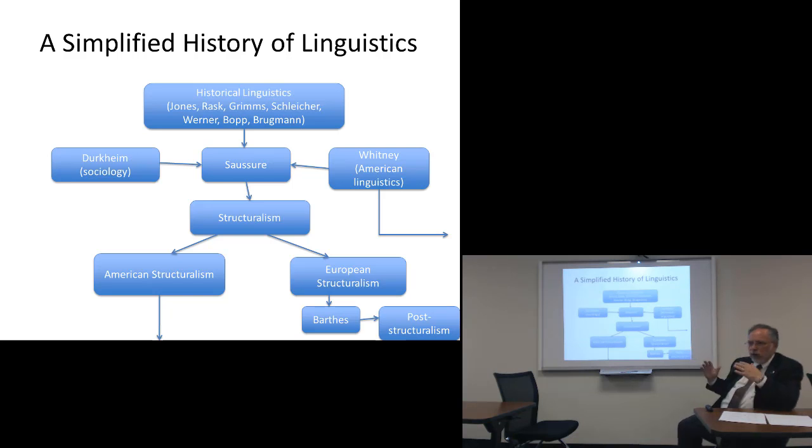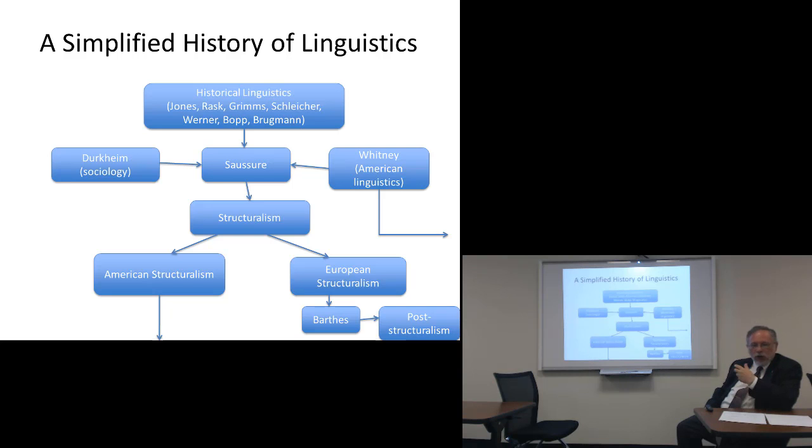So structuralism kind of split into two schools: the American structuralism, which we're going to talk about in a minute, and then the European branch of structuralism. The one name that you may have heard of is Roland Barthes, a French scholar who did some very, very interesting research.